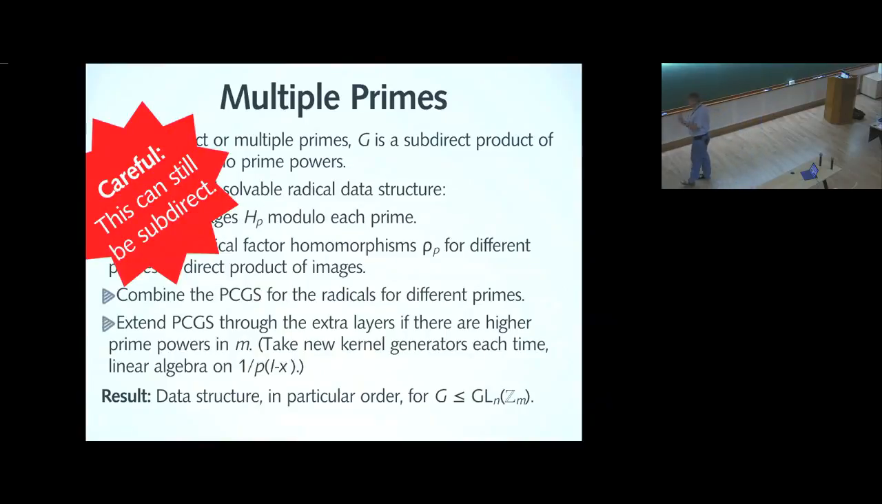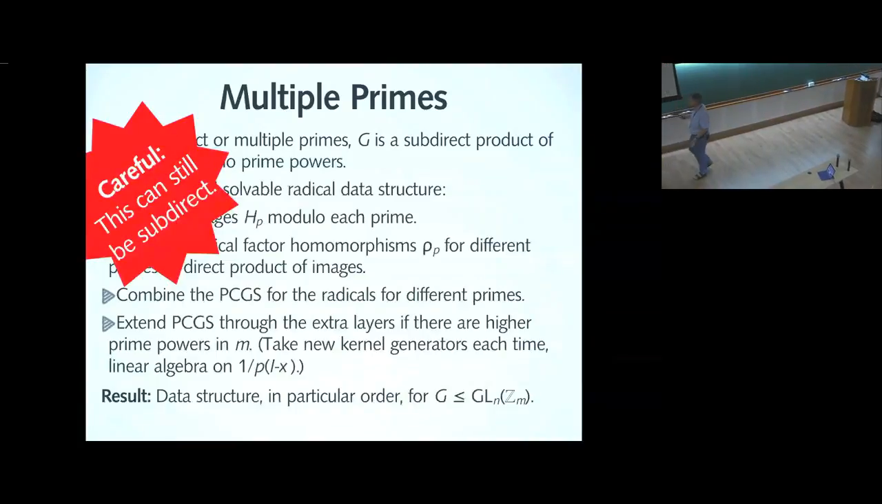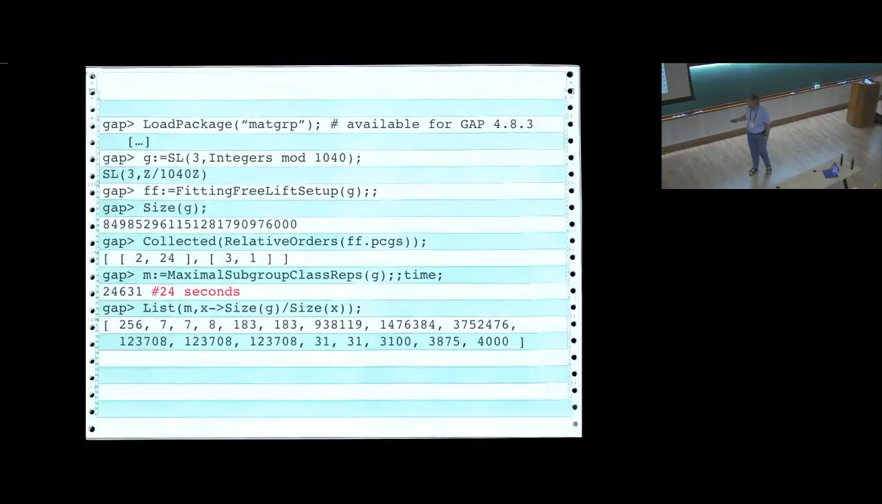So what I get is a data structure which allows me to calculate the order, and to do other calculations in a subgroup modulo of the integers modulo some modulus m. That is implemented in a GAP package which is called matgroup. Just some example here. The last time I gave the talk was on Tax Day in the US. That's why the number is 1040.